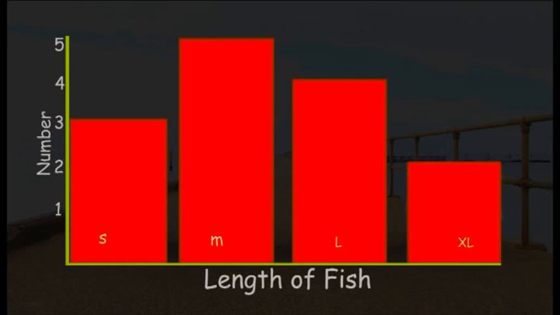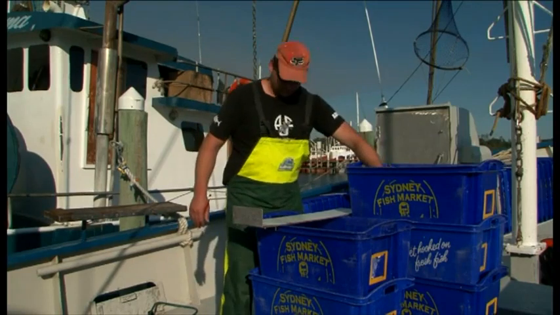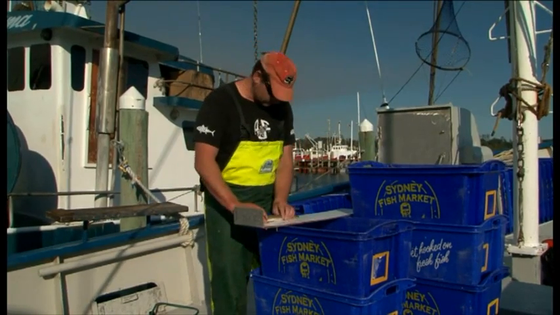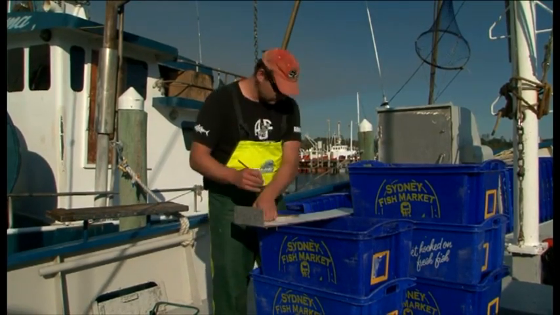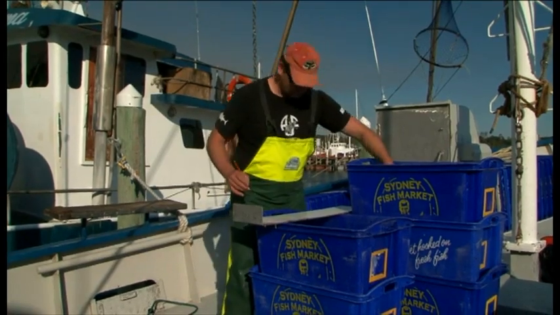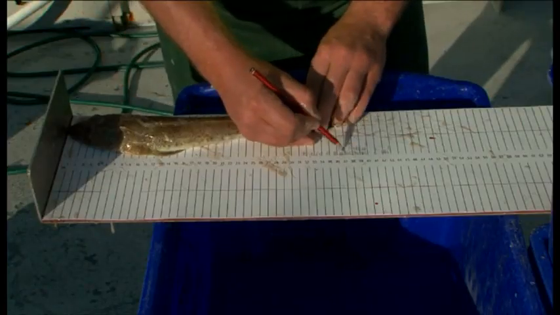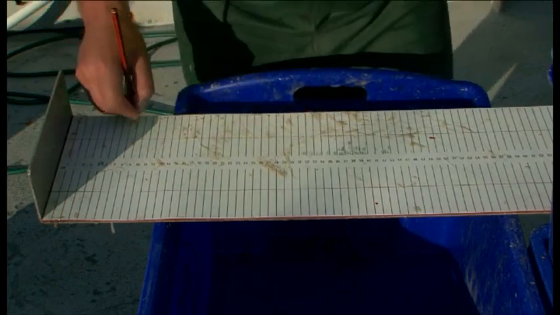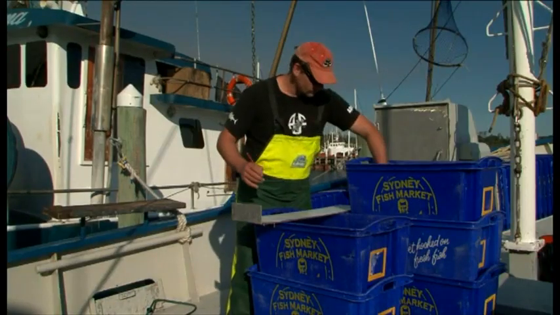Scientists use graphs a lot to represent relationships between two different measurements, also known as variables. In this case, the measurements, or variables, are length along the bottom and number of bins along the side. Scientists do basically the same thing as Wayne, except rather than grading the fish into small, medium, large and extra large, they grade them into 1 centimetre size classes. Let's see how scientists obtain a length frequency distribution.